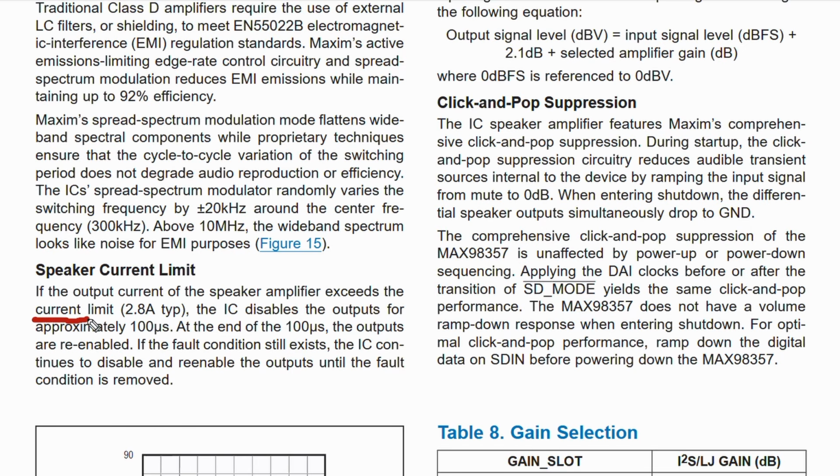Another important feature is built-in protection. The amplifier monitors the speaker current and if it exceeds around 2.8 amps, it detects this as a fault condition and disables the output. Once the condition returns to normal, the amplifier resumes operation automatically.